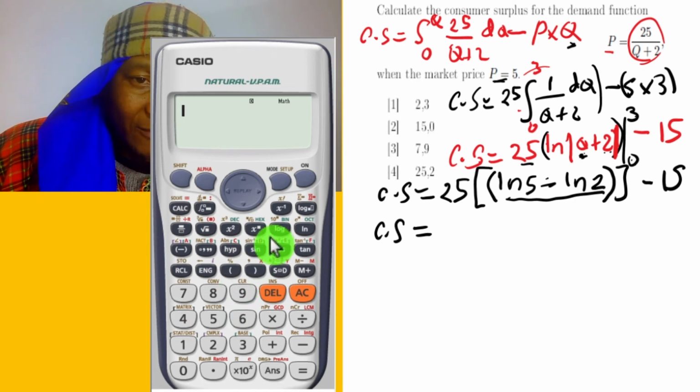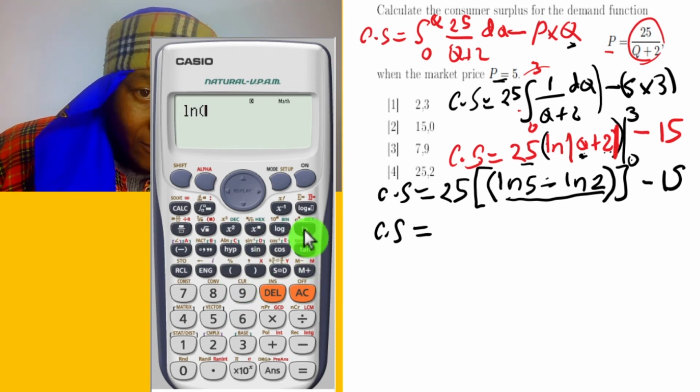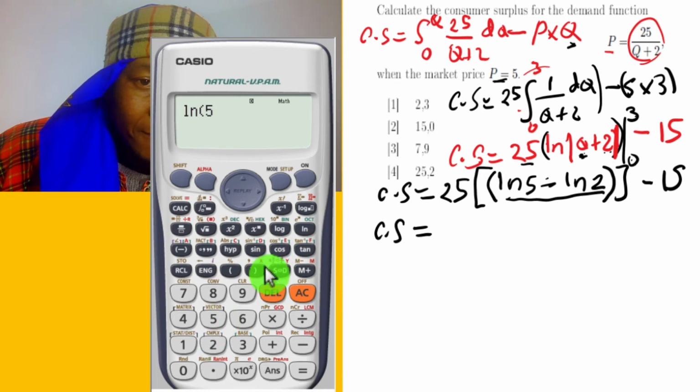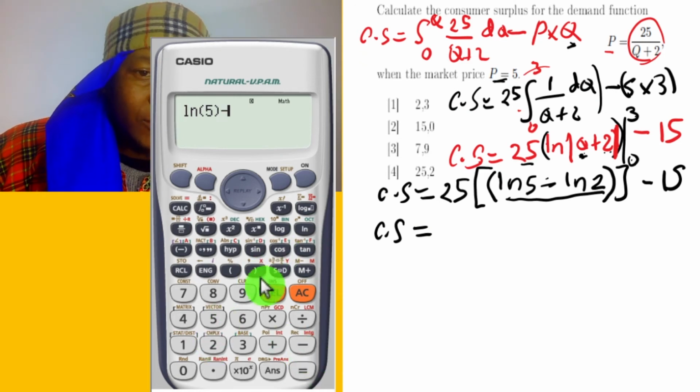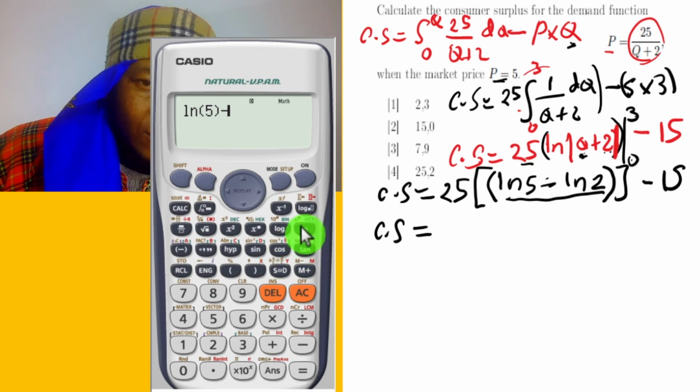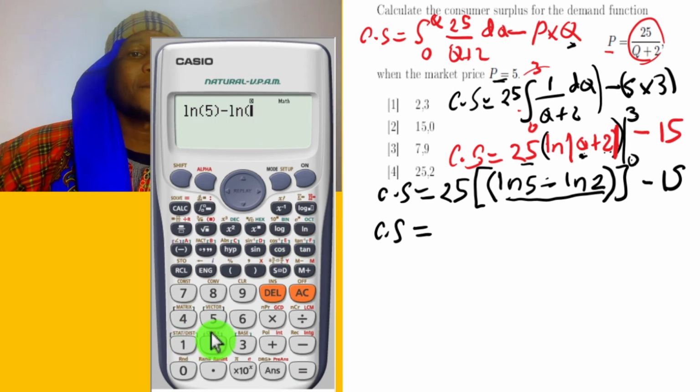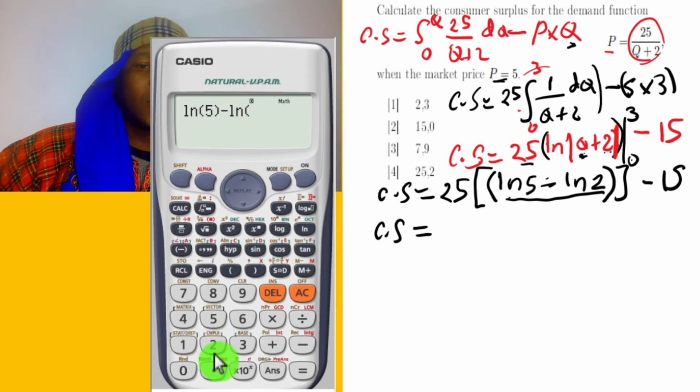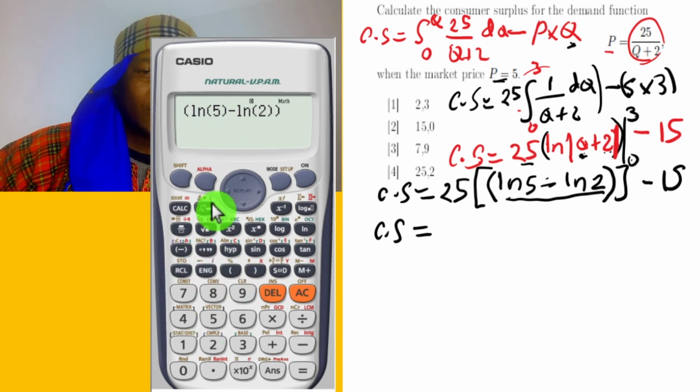So let's say ln of 5, bracket, minus ln of 2. If you want, you can put a bracket and close it before here, and then put 25. Close your bracket and then write 25 before it.